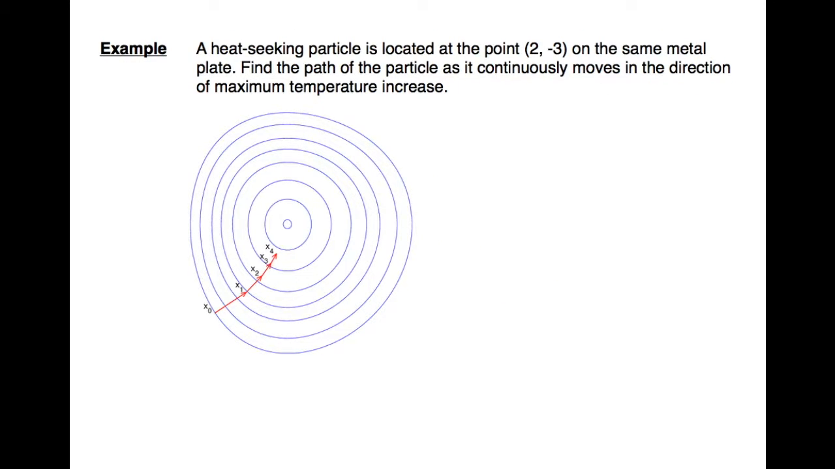A heat-seeking particle is located at the same point (2, -3) on the same metal plate. Find the path of the particle as it continuously moves in the direction of maximum temperature increase. So we are starting somewhere, and the particle is moving. It's always moving in the direction of highest increase in temperature. So it will follow a certain curve, and eventually it will reach the hottest point on the metal plate. How can we solve this problem?